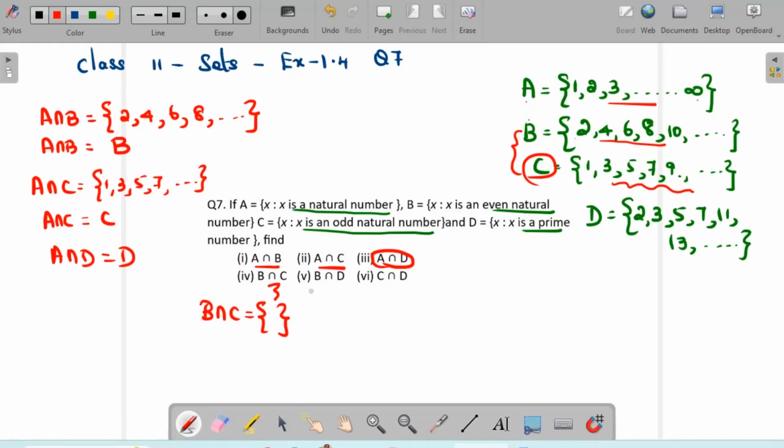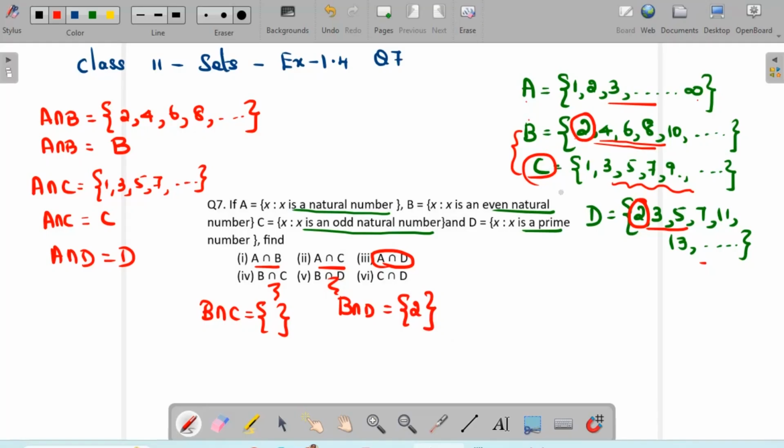Now, let's move on to the fifth subdivision, which is B intersection D. B has all even natural numbers, whereas D is the set of prime numbers. The only even number that is prime is 2. So B intersection D is just going to have one value, which is 2.